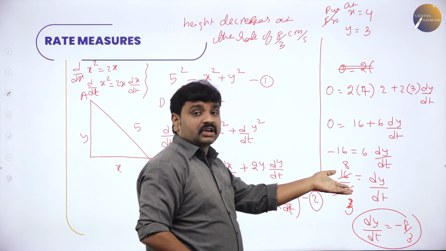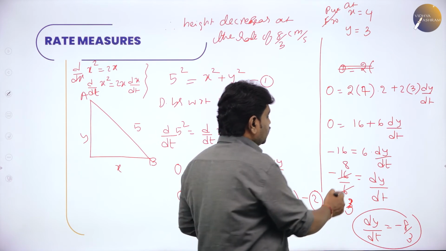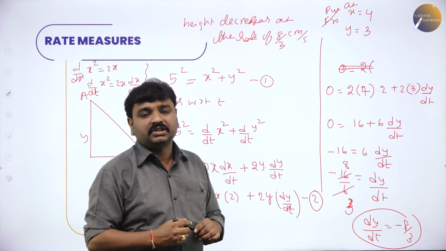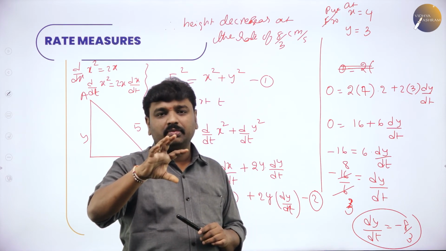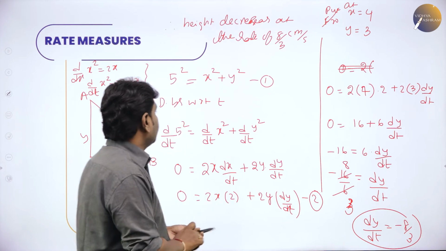Sir, we have not converted. One is in meter, one is in centimeter. No problem. Here, we divide these two, 16 and 6. So both will get cancelled because one is in meter, both will be in centimeter. The unit will cancel. So you don't worry about it.